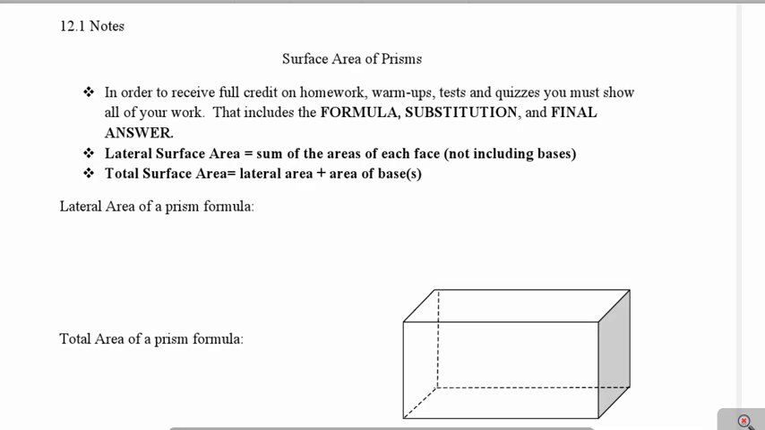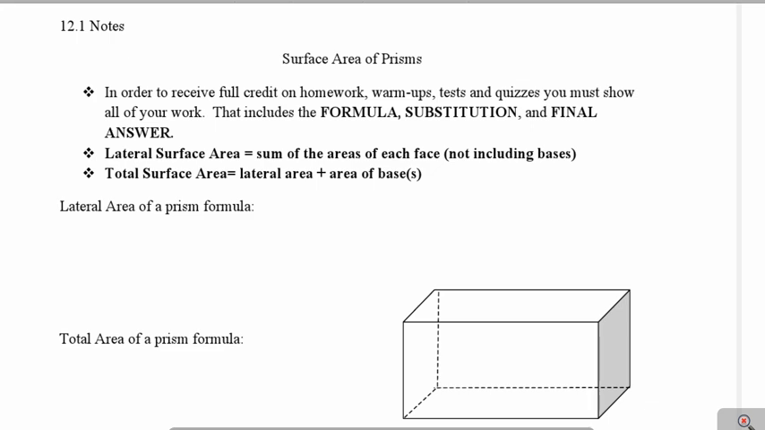In this video, we will be discussing how to find the surface area of three-dimensional figures, particularly the surface area of prisms. Just like in the last chapter, in order for you to receive full credit on homework, warm-ups, tests, and quizzes, you must show all of your work. So that includes the formula, the substitution, and the final answer.